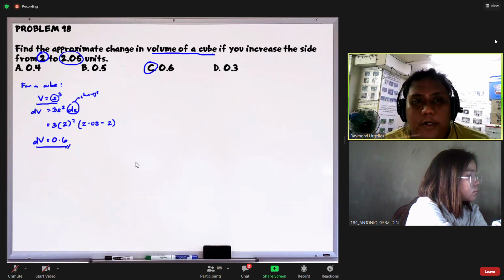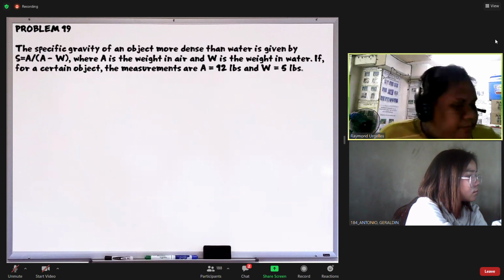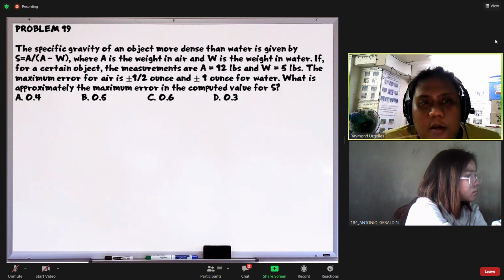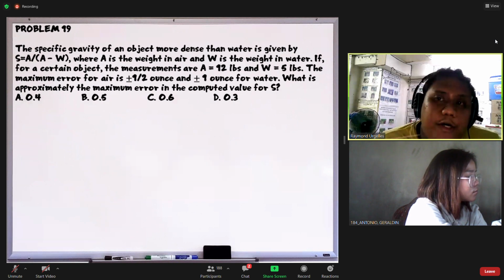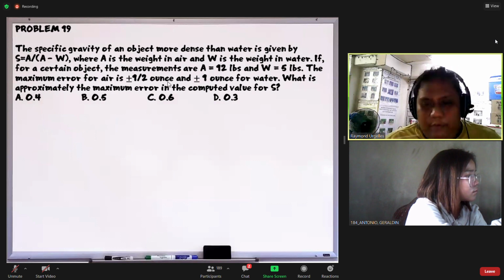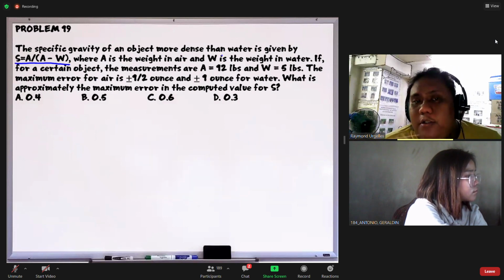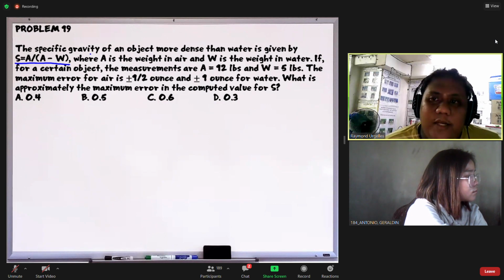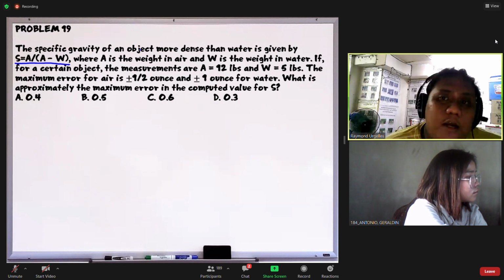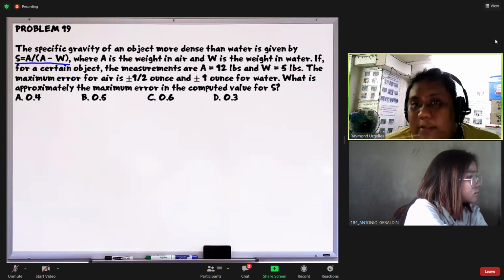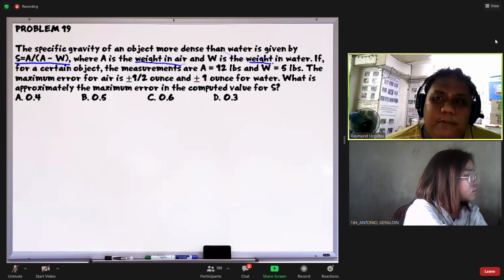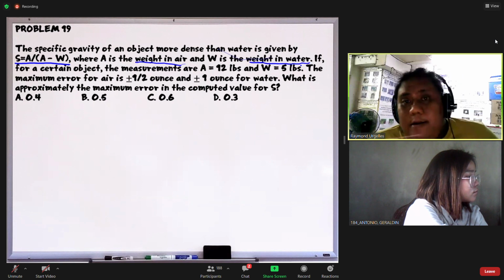So let's try another example. Number 19. Dito naman, the specific gravity of an object more dense than water is given by this equation. Ito naman yung i-approximate natin dito. Where A is the weight in air, W is the weight in water. Actually direct formula ito sa pagkuha ng specific gravity ng object, by using yung buoyancy concept. Yung weight in air is the actual weight of the object. Yung weight in water naman is yung tinatawag natin na apparent weight, yung lumalabas na weight natin pag nasa tubig tayo.